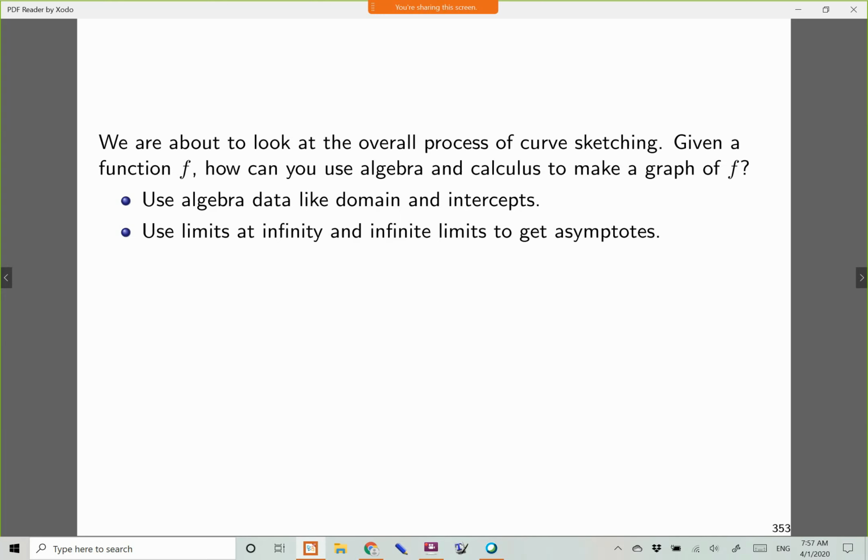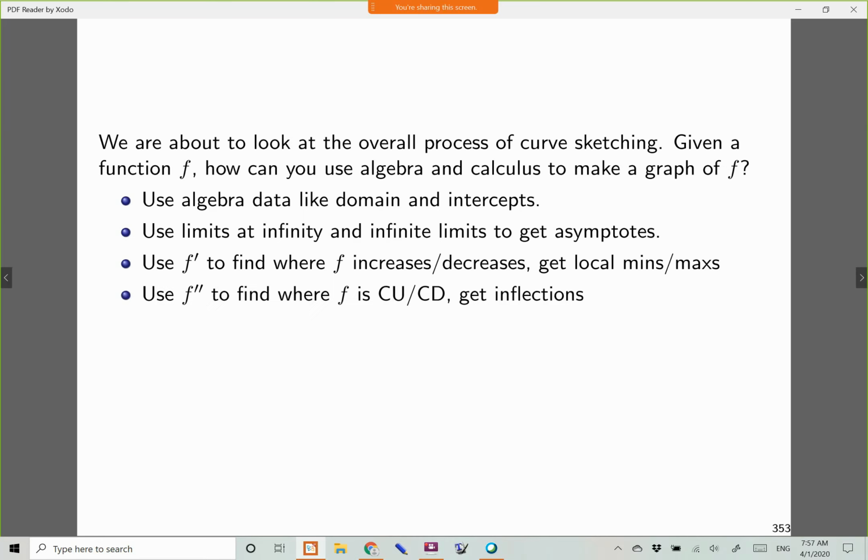And then I know that there's an algebra way to view asymptotes, but at the beginning of the semester, in the limits chapter, we had a limits view of asymptotes. So today's going to be a chance to review that stuff. And then the first derivative tells you something about where the original function f increases and decreases. It can give you information about local mins and maxes. The second derivative tells us about concavity and about inflection points. So the whole idea here is to put this all together.